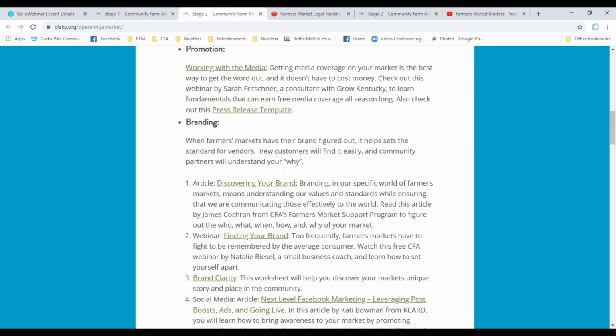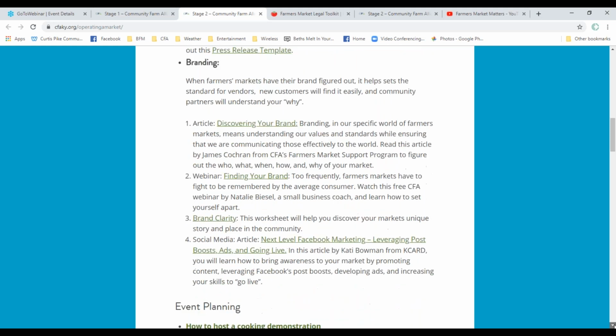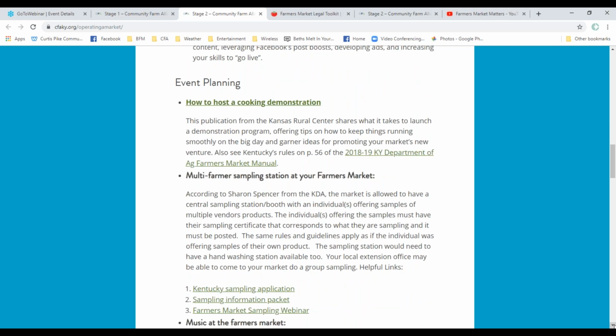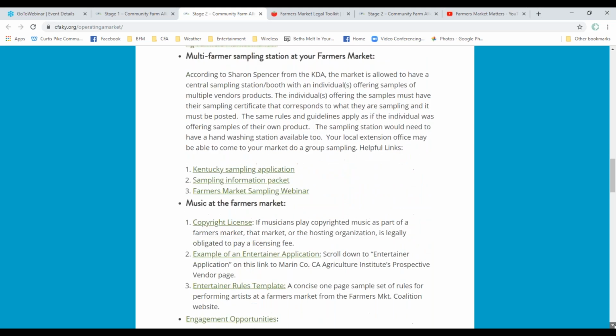Branding is something that people think is just what your logo is, but it's so much more than that. It's about what you're projecting out to the world of who your market is. And so I really encourage you all to look at these articles and webinar, because this is going to affect the program you do, how you promote yourself, all that kind of thing, to make sure you have a consistent message going out across all platforms.